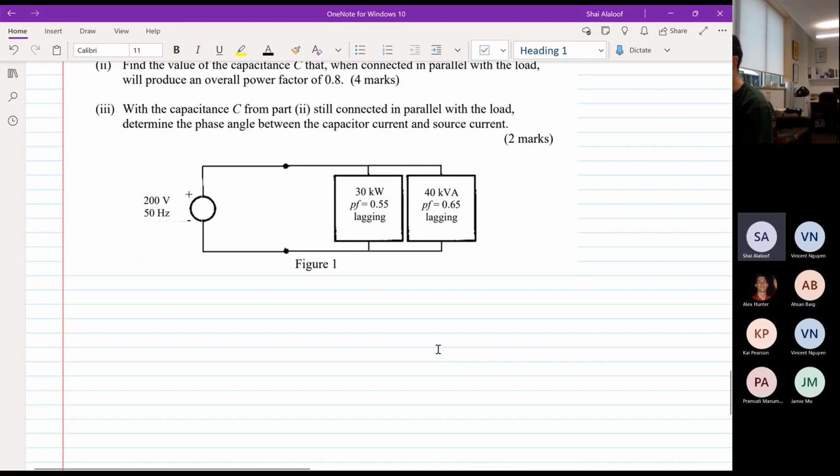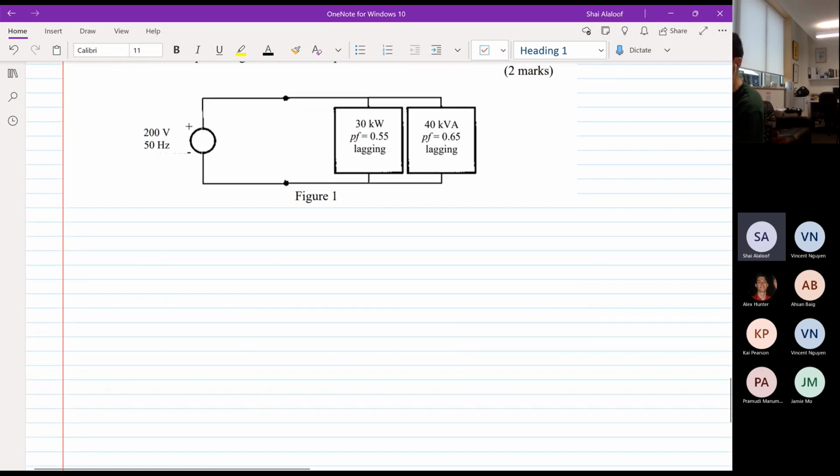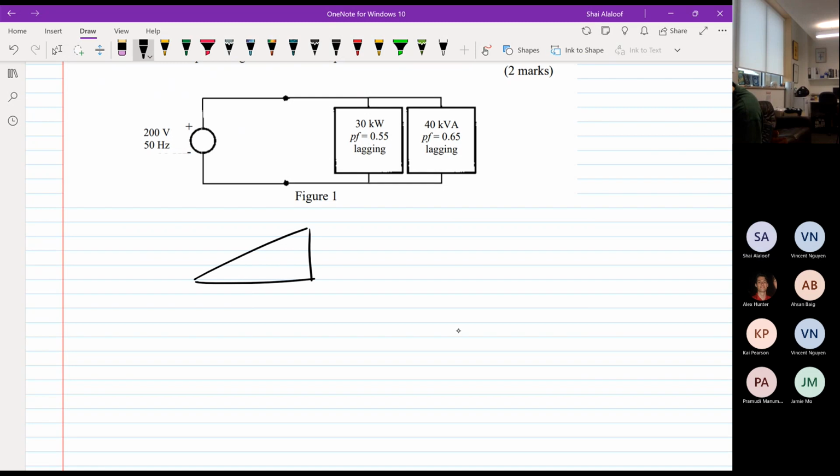I'm just going to draw the power triangle for both of them. So this one, the first one, on the left-hand side, is 30 kilowatts, which, if you remember, watts is the unit for average power. So when I draw the triangle, I'm going to put 30 kilowatts here. And the angle is cos inverse of 0.55, making sure I'm in degrees. So 56.6 degrees, if you inverse cosine that.